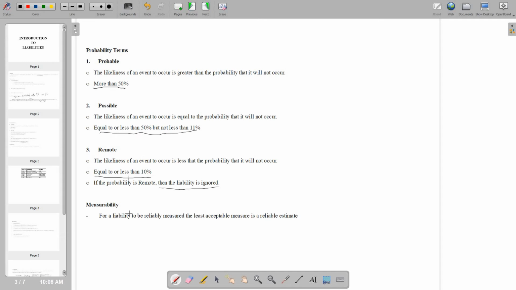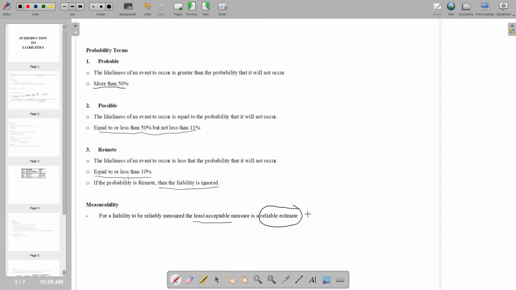What about measurability? When we say measurability, it is measurable if there is a reliable estimate. Of course, this is the least acceptable, because most liabilities have a determinable amount. If I borrow 50 pesos from you, what is my liability? 50 pesos. That is determinable. But what entails a reliable estimate?